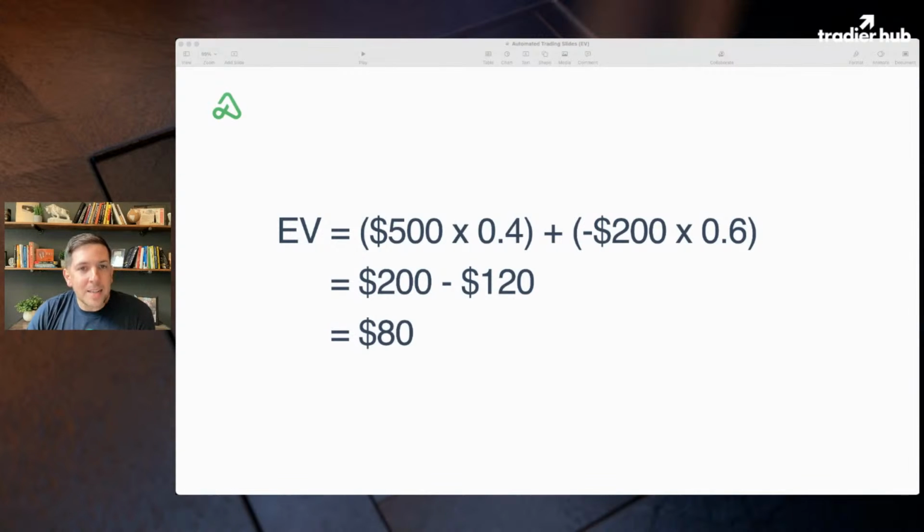But it makes sense now that even though my win rate is not super high, I'm only winning 40% of the time, when I win, I win a lot of money. When I lose, I lose a little bit of money, and net, it gets me to the point of having a positive expected outcome. When I play this game, I should be up $80. That makes sense. Hopefully it does as we keep going.